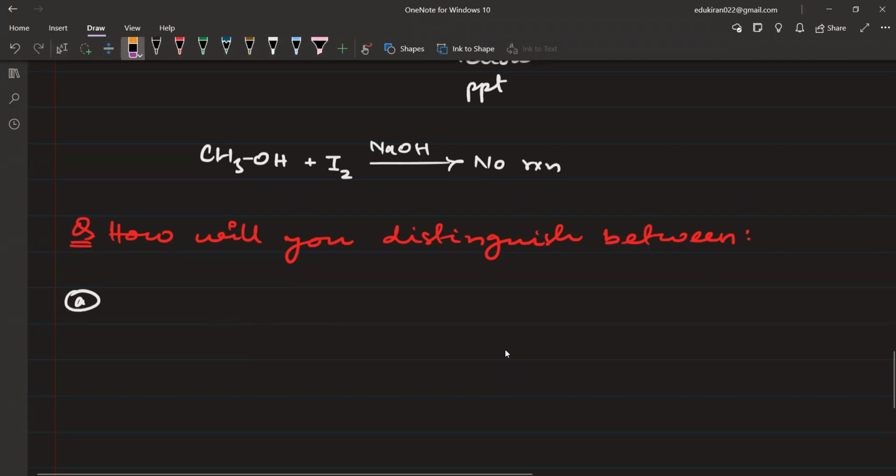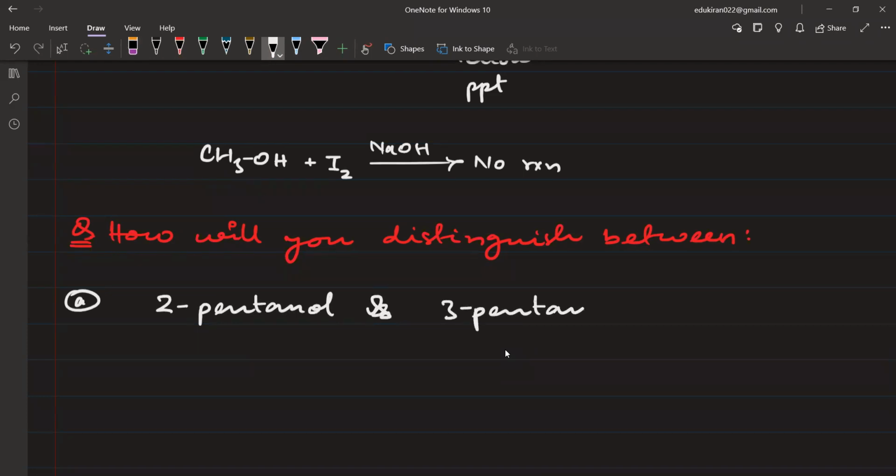Wait a second, not 2-butanol, right? 2-pentanol and 3-pentanol. When the numbers 2 and 3 are written before the parent name, they represent the numbering of the functional group, or sometimes the double bond and triple bond. But right now we don't have double bond and triple bond, that is why these are representing the functional group. So 2-pentanol means pentane-2-ol, and 3-pentanol means pentane-3-ol. You write the structures and tell me how will you distinguish between them.